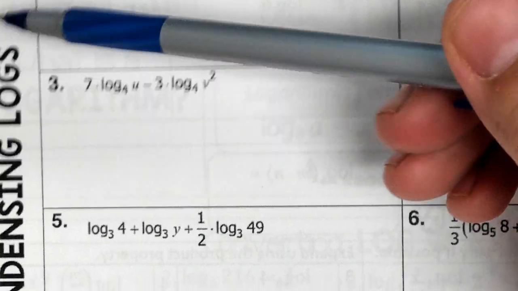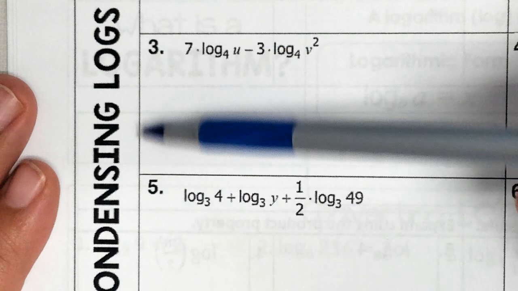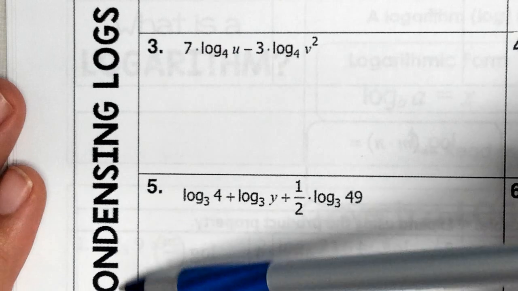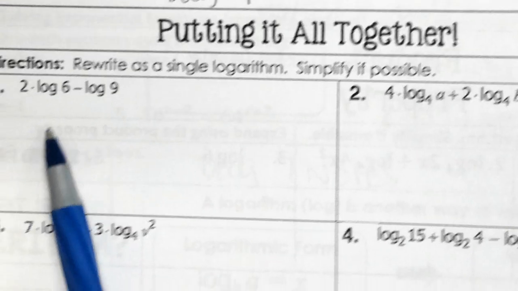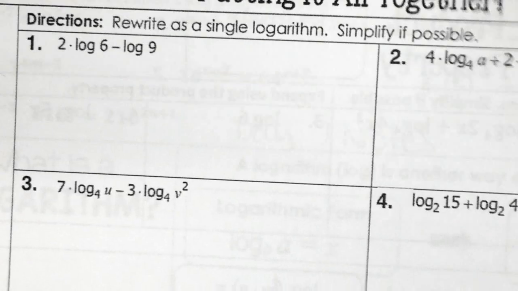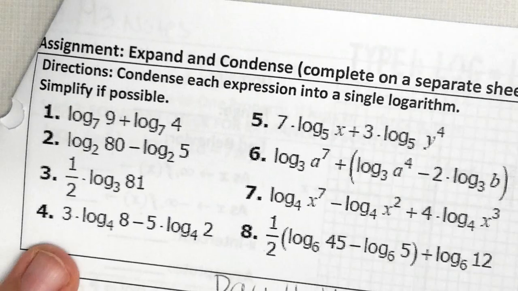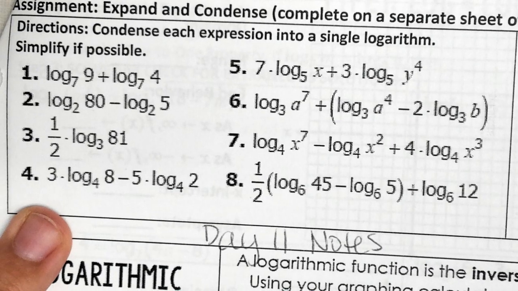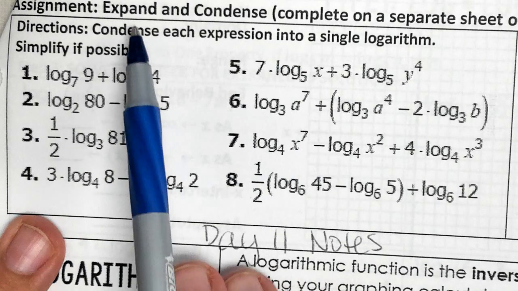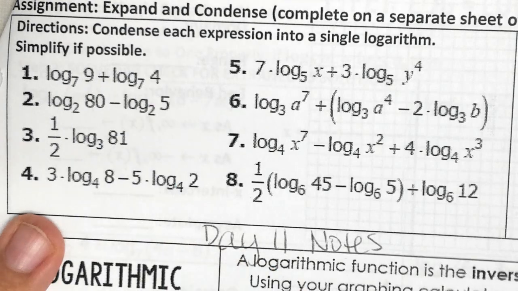So today you're only going to be focusing on condensing logs, okay? And so after we finish going through numbers 1 through 8, then you're going to go ahead and do numbers 1 through 8 on the back, but only numbers 1 through 8. So again, today we're only focusing on condensing, and that's it.